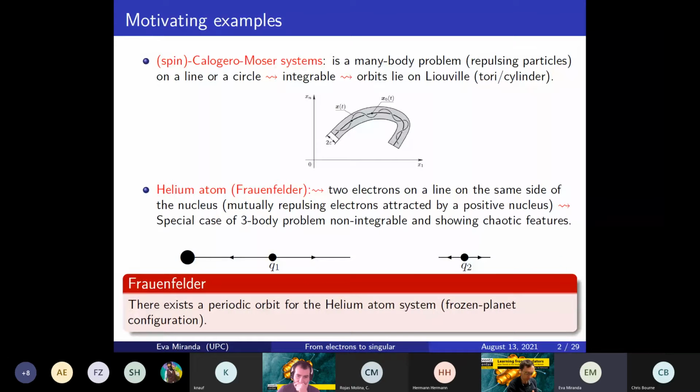So Frauenfelder considered the problem of existence of periodic orbits in the case of the helium atom, and he just found one, which is usually called the frozen planet configuration, because when you have one of these electrons that has a periodic orbit, the other one doesn't move, it's frozen. So, well, he proved this by hand, just by integrating some equations and proving that you can only have one solution. And this is a nice paper on the arXiv where he recovers some old computations too.